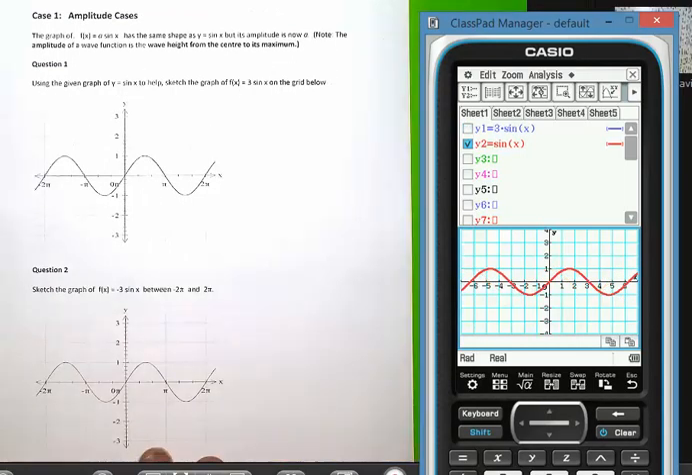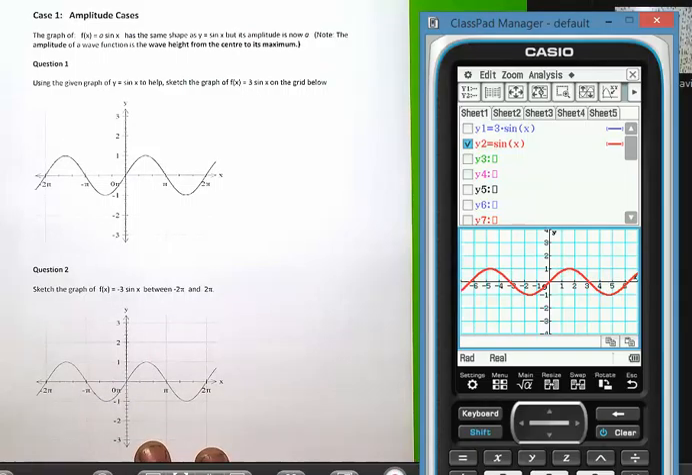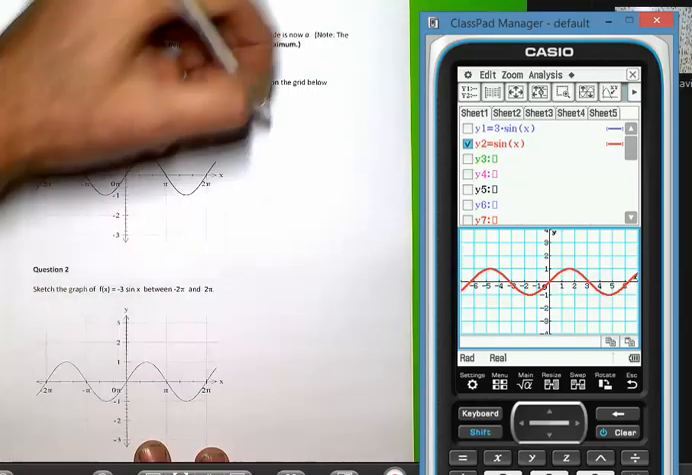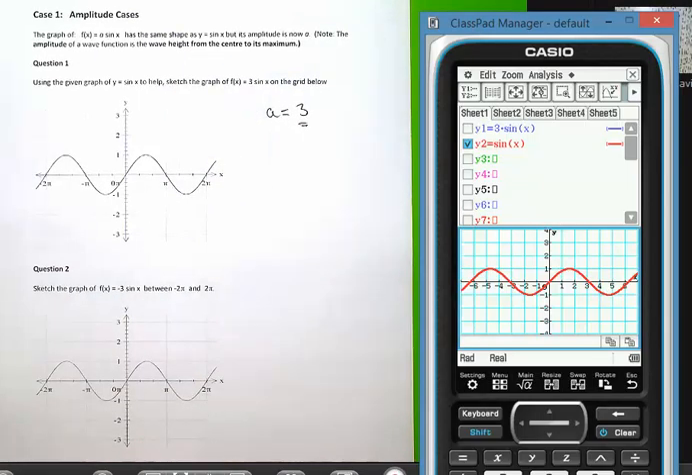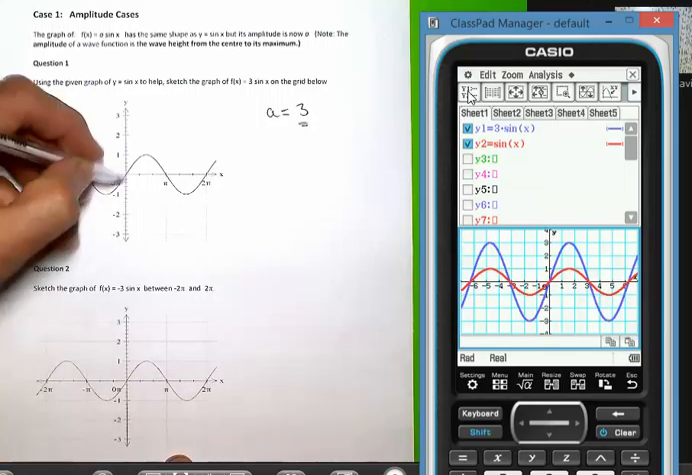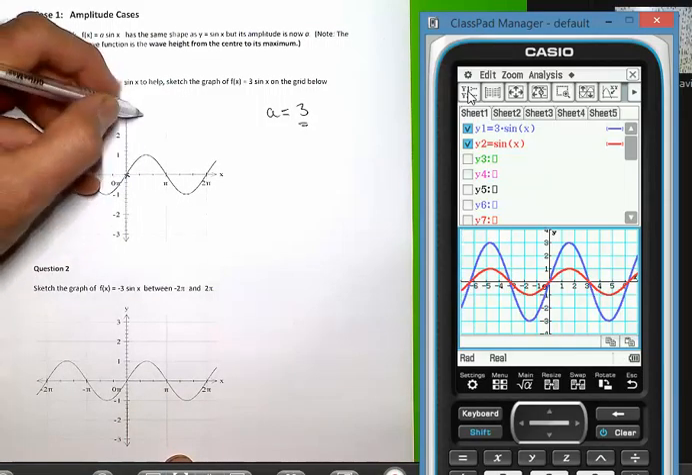In question 1, you're asked to graph the function 3 sine x. And when we look at this straight away, the amplitude is 3. And if we have a look on our calculator, I've got sine x, and when I look at 3 sine x, everything should be multiplied by 3. All the values multiplied by 3. So comparing them together, every point there multiplied by 3.